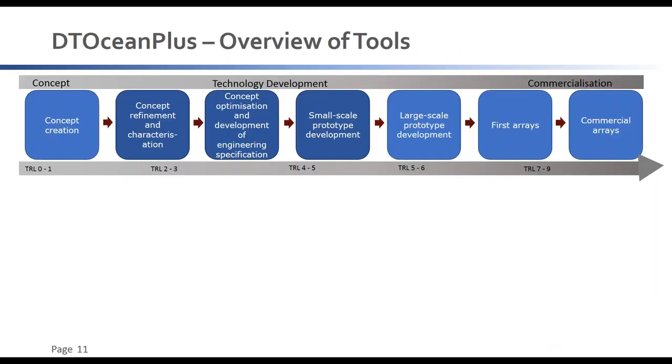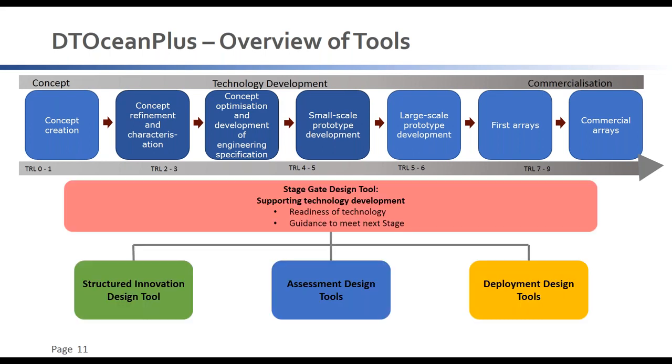Okay, so as has been mentioned, the DTOceanPlus suite of tools is supporting technology development along the whole process, from concept creation up until commercial arrays. So I've indicated this on the screen at the moment with technology readiness levels showing 1 being the earliest and 9 being the latest in the maturity process. But along this whole technology development pathway, the stage gate design tool is providing a framework to assess technologies throughout this whole process to facilitate decision making for stakeholders and indicate where along that pathway a technology fits.